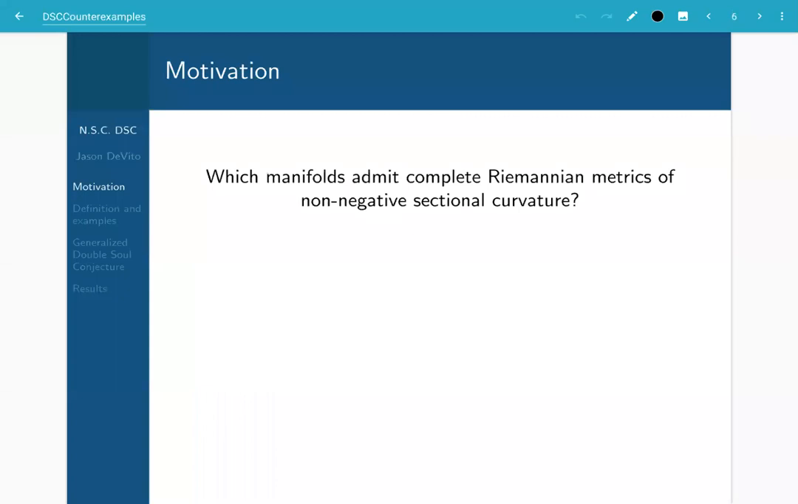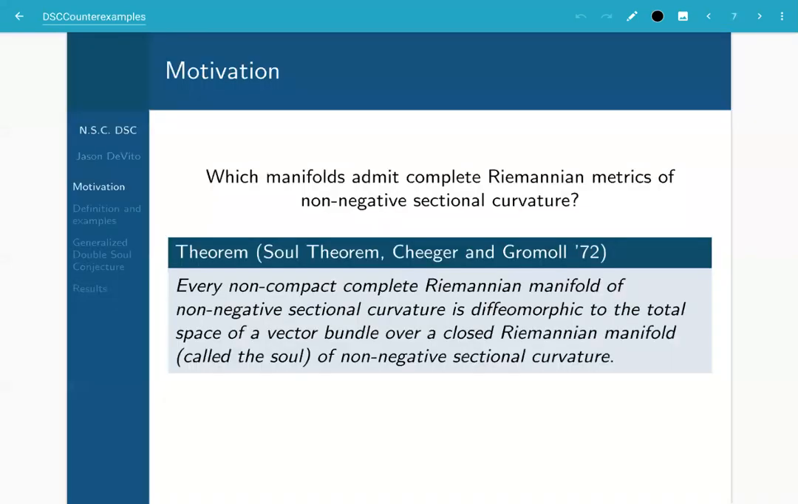In terms of non-compact manifolds, the key result here is due to Cheeger and Gromoll from 1972. It's called the Soul theorem, and it gives a fundamental structure result for non-compact complete Riemannian manifolds of non-negative sectional curvature. It says that they're all diffeomorphic to the total space of a vector bundle, and that vector bundle projects down to a closed Riemannian manifold, which is called the Soul, and that closed Riemannian manifold has non-negative sectional curvature. In fact, they prove a little bit more. This Soul is actually a totally convex subset of your non-compact manifold.